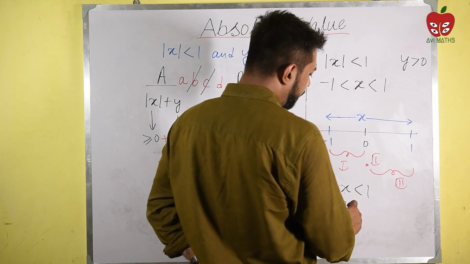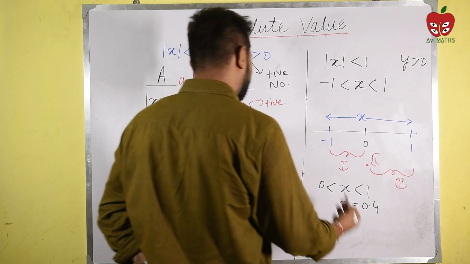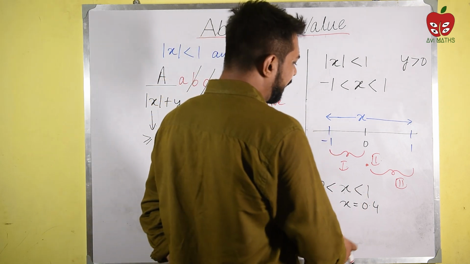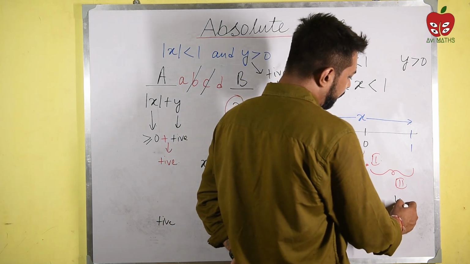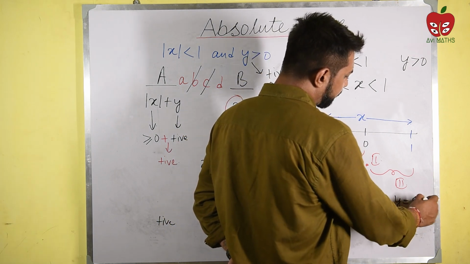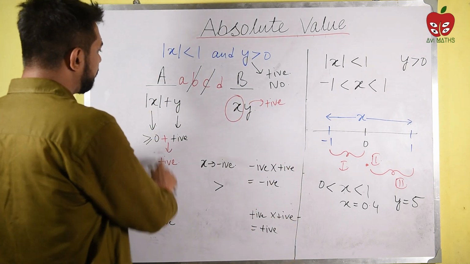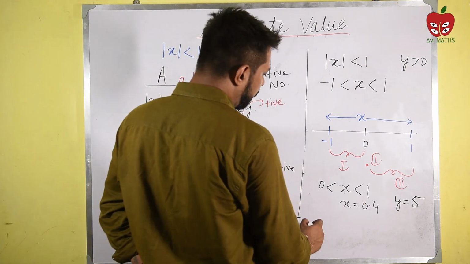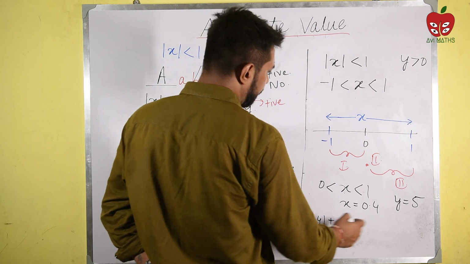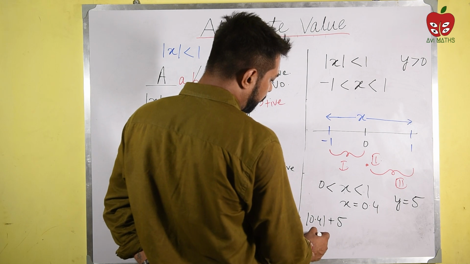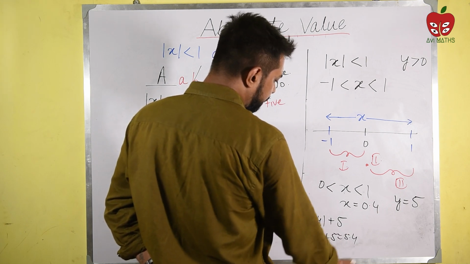So guys, I am taking any value, let's say 0.4, randomly between these two ranges. And for the y value, whatever you want to take, let's say I am taking 5. Fine. Now check the left hand side. How much are you getting? Mod x, that means mod 0.4, plus y, that is 5. So mod 0.4 is 0.4 plus 5, that is 5.4. Right.